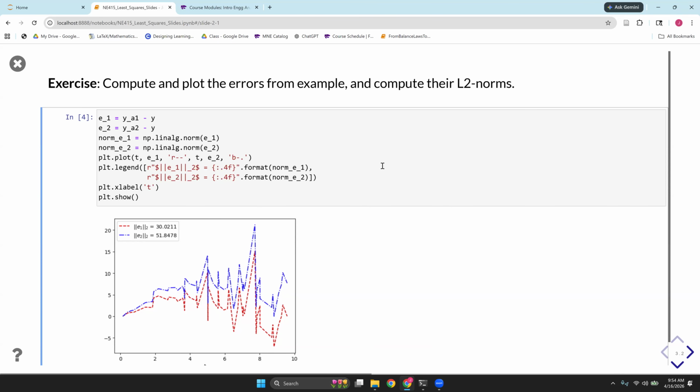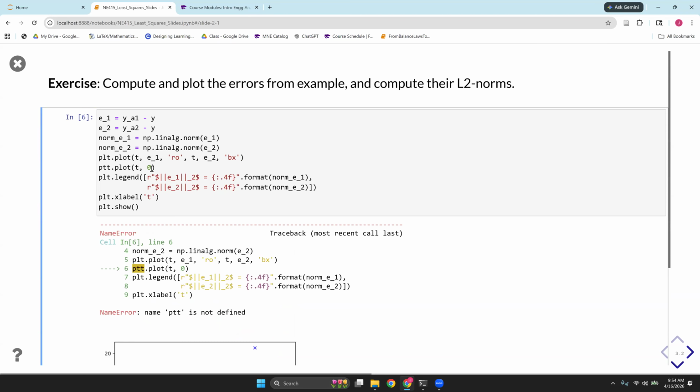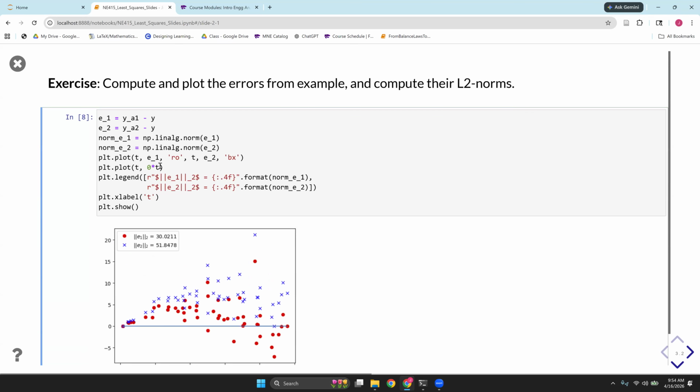Now, are they uniform? Is it the red curve? If I were to look at it, maybe if I do this, I'll put it as markers instead, which is sometimes a little easier. And if I also put plt.plot of 0 times t, there we go. Okay. So ideally, we want our error to be here.